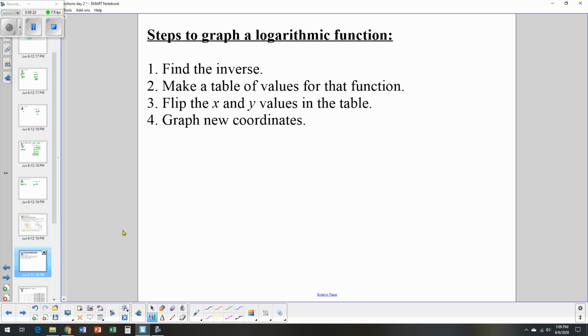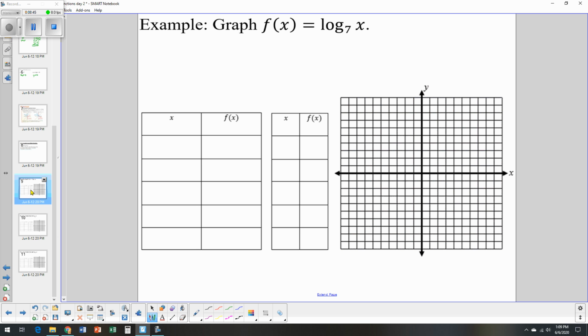So here are our steps. For graphing a logarithmic function, I'm first going to find the inverse. Then I'm going to make a table of values for that function. Then I'm going to flip the x and y values in that table, and I'll graph those coordinates, because that's now back to the original function. So we're kind of doing double the work to make it easier, really, on ourselves.